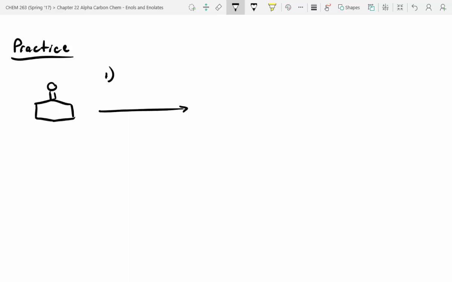Okay, so step 1, I'll treat this with LDA. Step 2, I'm going to treat it with an alpha-beta unsaturated aldehyde. And step 3, we'll do our acid workup. What product or products do you think we'll get out? I'll give you guys a minute to work on this and then check with your neighbor.